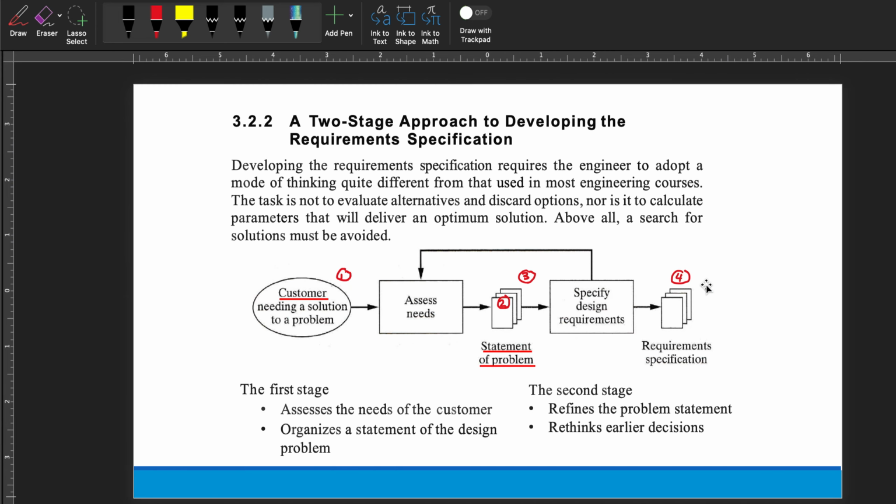Okay, so now this takes me to chapter 3. Chapter 3 is called Requirements Analysis. So it's talking a little bit about this section right here, but it does make mention of the statement of the problem. And so we're concentrating on the statement of the problem.